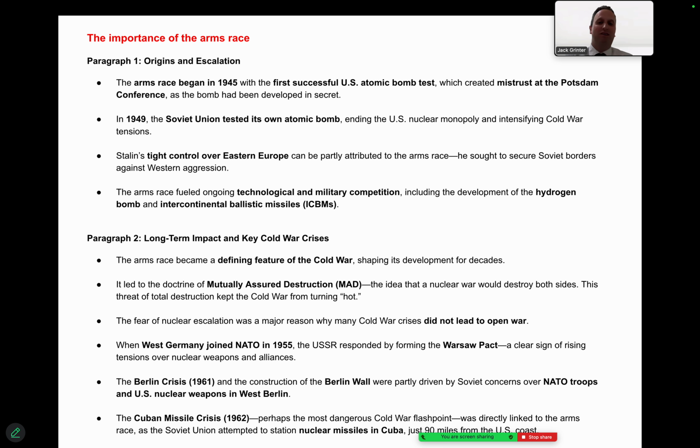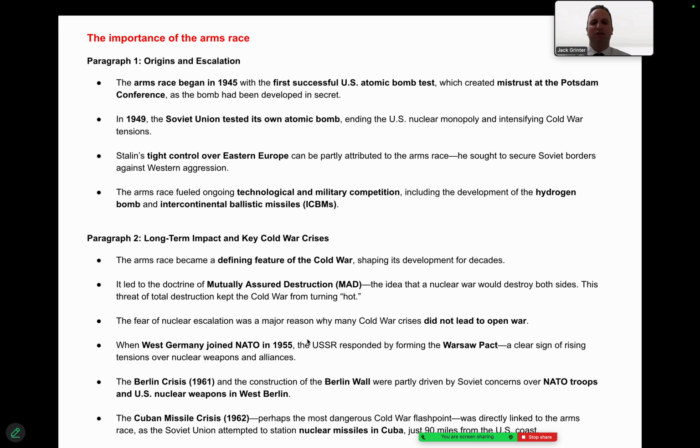It led to Stalin wanting control over Eastern Europe. It led to technological military competition with the hydrogen bomb, intercontinental ballistic missiles, those things I mentioned. And I've got more as well, that it becomes a defining feature of the Cold War. A lot of the things we look at later on are to do with nuclear weapons. Like we look at Cuba, to do with nuclear weapons. Even when we look at TOM, that's to do with nuclear weapons as well, about limiting them.